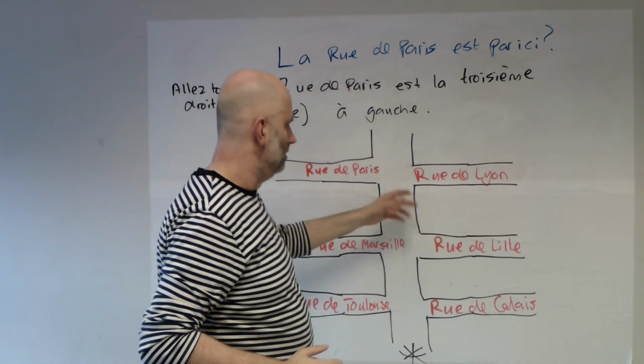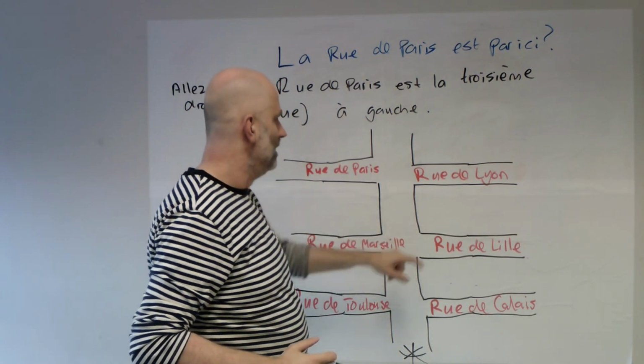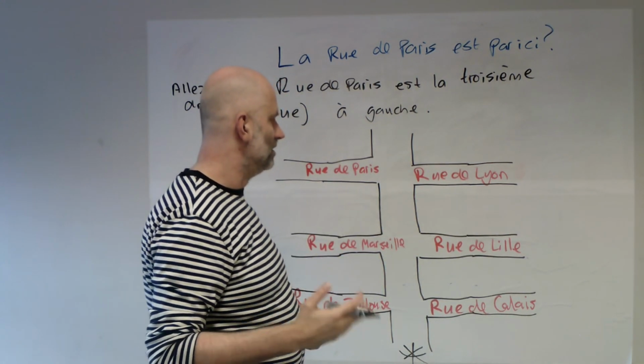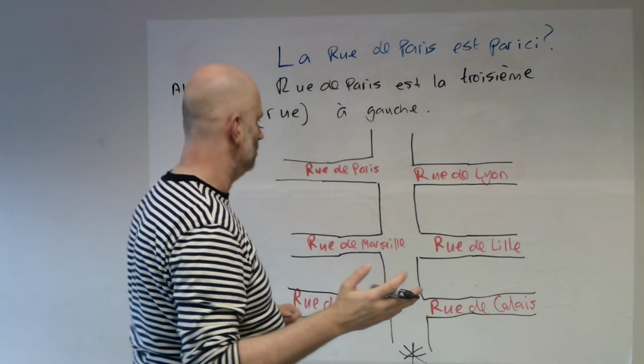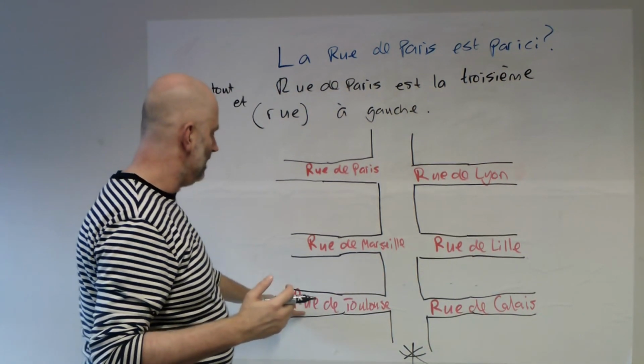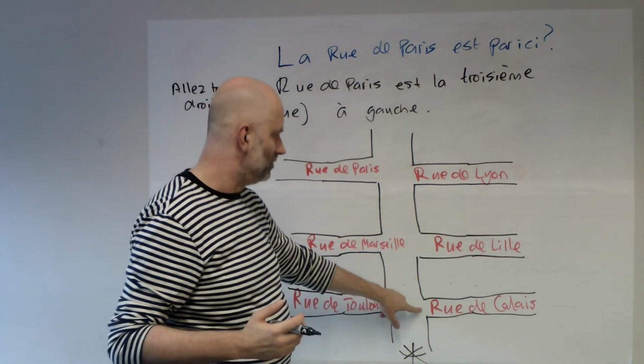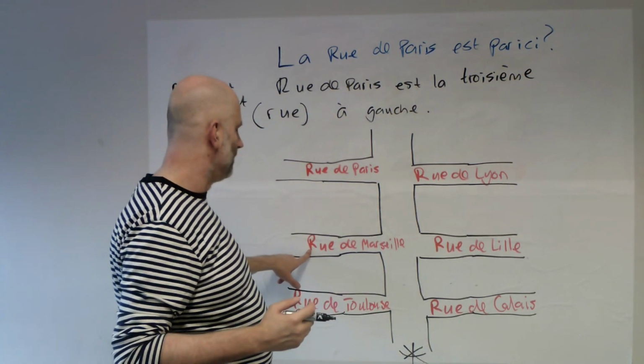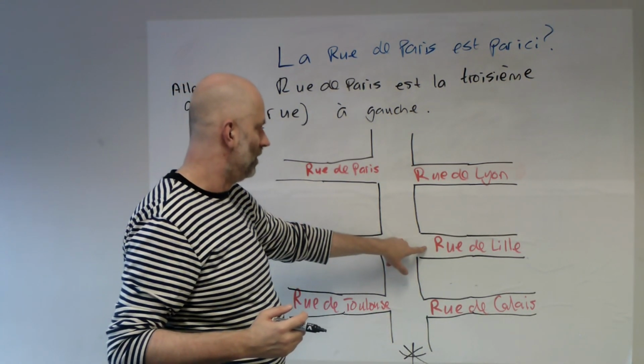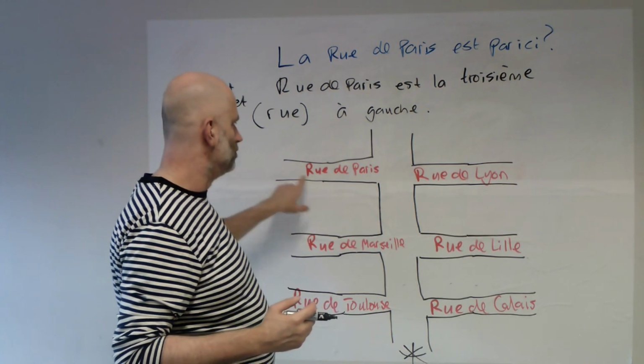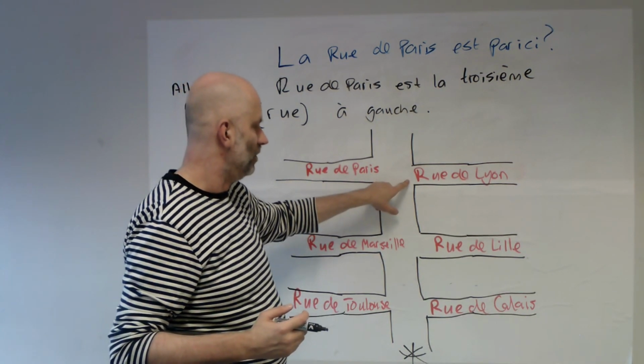Rue de Lille, I can't remember which one we're going. Rue de Lille est la deuxième, the second, à droite. So you've got la première à gauche, la première à droite, la deuxième à gauche, la deuxième à droite, la troisième à gauche, la troisième à droite.